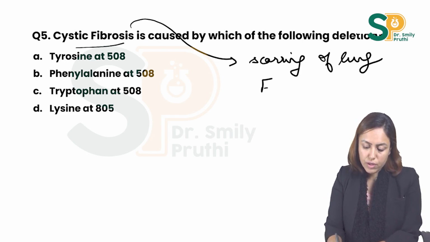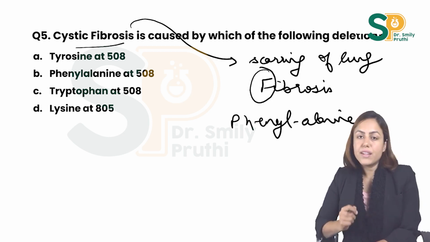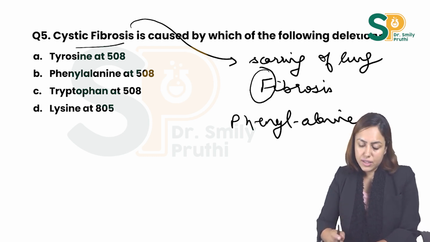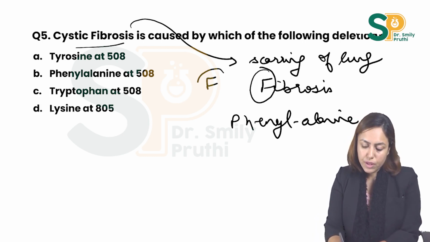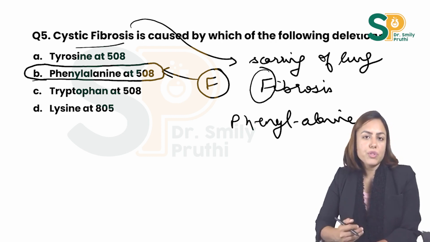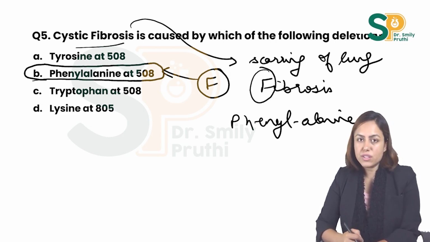Scarring of lung tissue will be called fibrosis, right? Now, F for fibrosis, F for phenylalanine. The one letter abbreviation of phenylalanine is F. Okay, so F for fibrosis, F for phenylalanine. In this mutation, there is deletion of one codon, which leads to absence of one amino acid in the protein, that is phenylalanine at position 508.